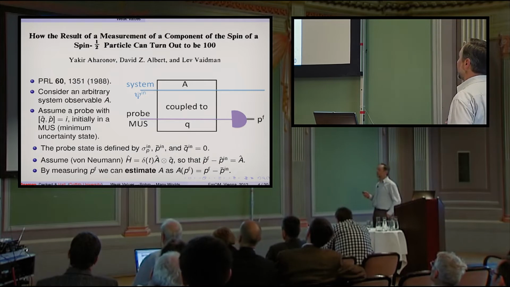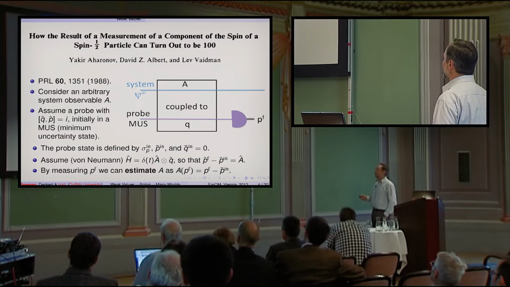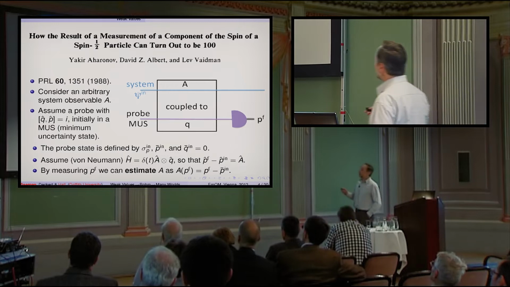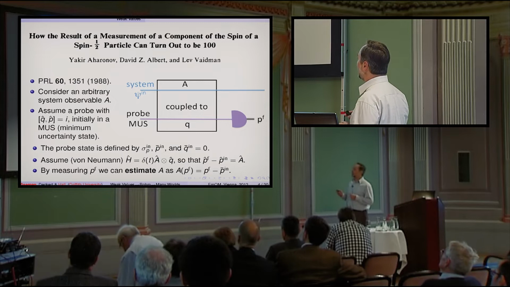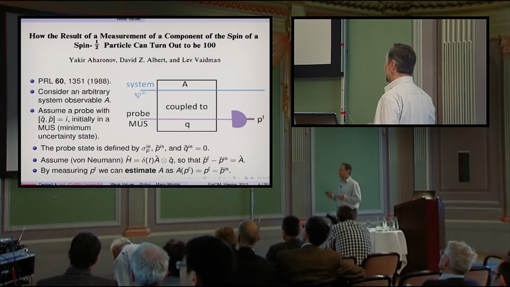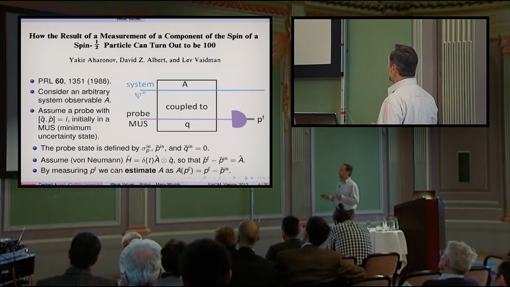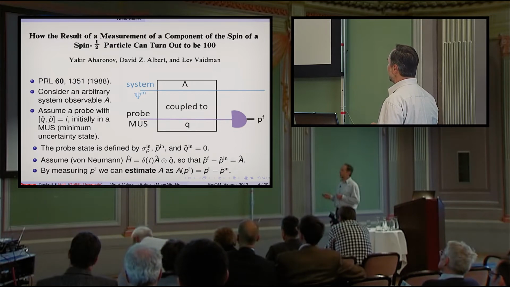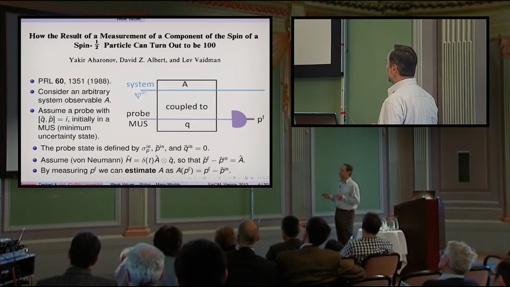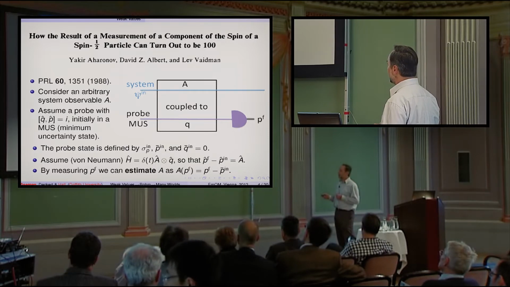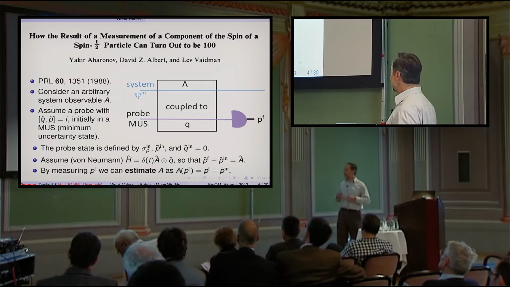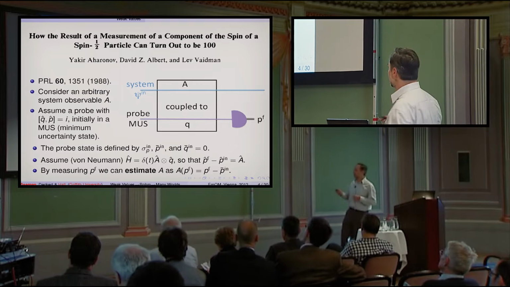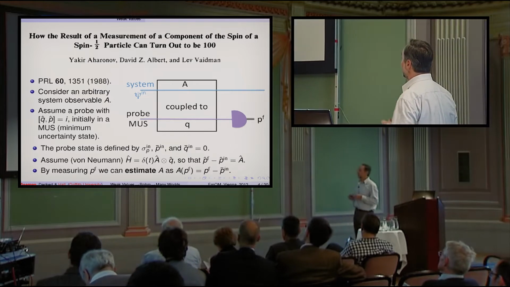Essentially they're considering a system coupled to a probe. The probe is just going to be treated as a particle with a position and momentum, prepared initially in a minimum uncertainty state. That means the probe state is defined by just three numbers: the mean initial momentum, the mean initial position of the probe, and the uncertainty in the momentum of the probe, because being a minimum uncertainty state, the uncertainty in the position is essentially the reciprocal of that.